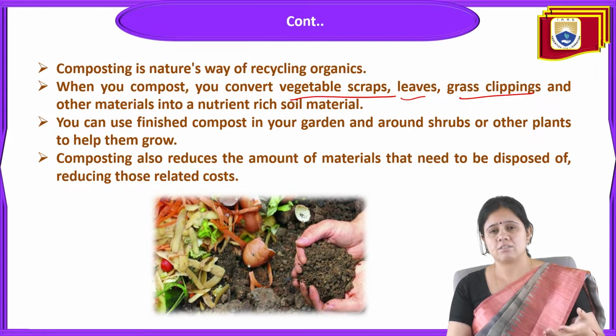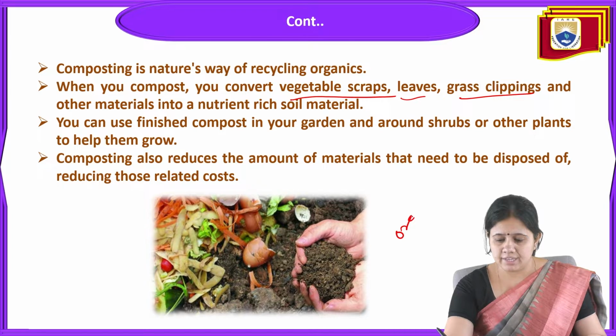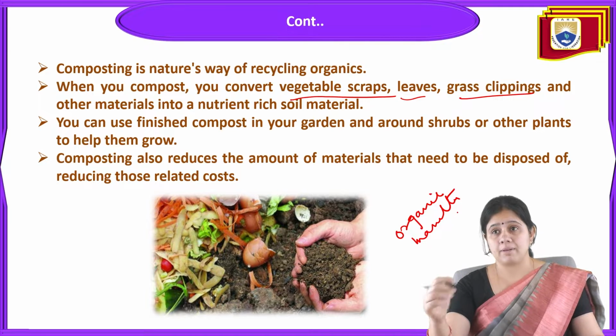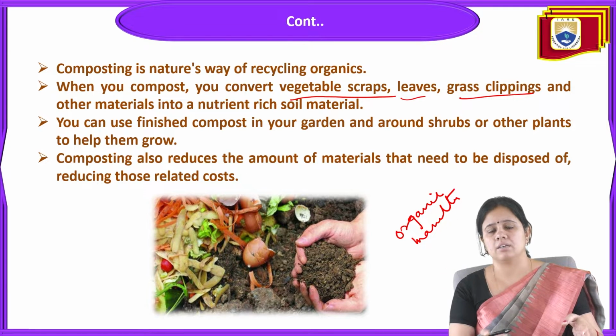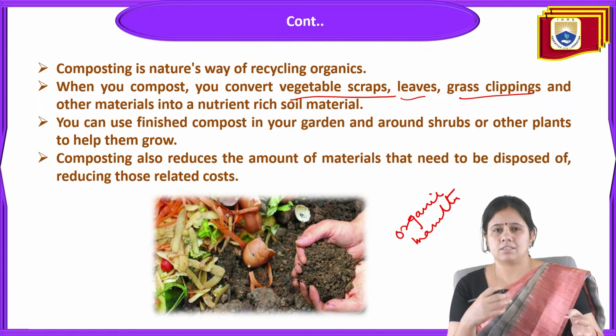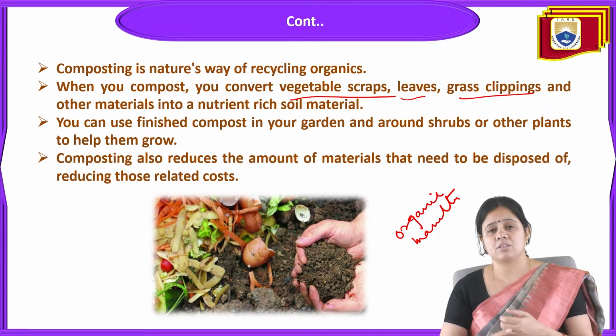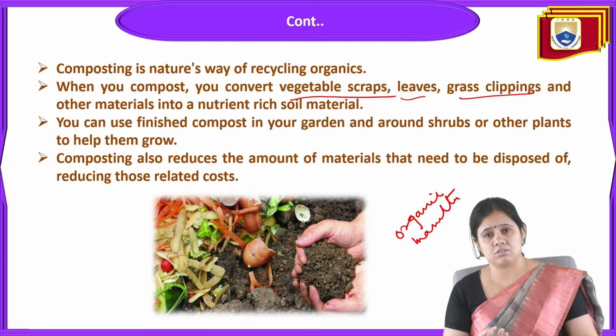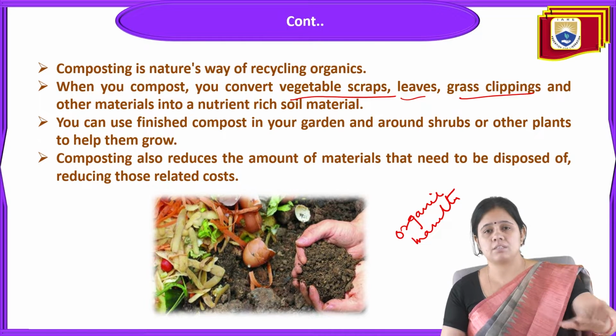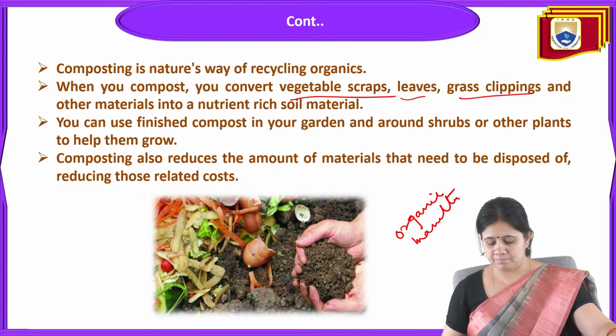That's why this organic manure is very cost effective, because it is free from chemicals, and you can utilize any scrap, any vegetable scrap, leaves, or grass clippings, and convert it into a very useful material called manure. So you can say that it is a process of conversion of waste into a resource. That's why composting is a very important phenomenon.